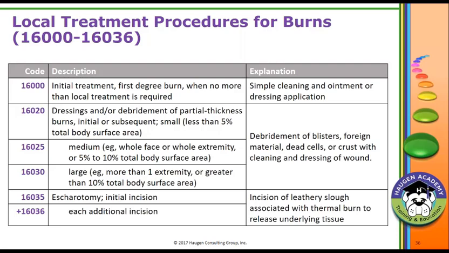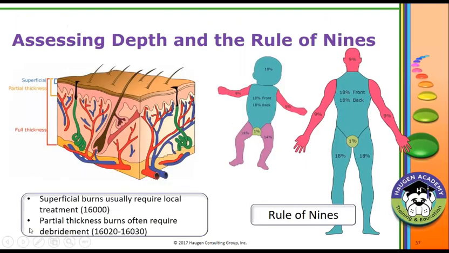But then you have the 16020 to 16030, which includes any debridement that is done of a burn site. And then if there's an eschar, which is a thick leathery slough that occurs over a thermal burn, we do have codes specifically for escharotomy where they incise into that to release some of that tissue. For assessing depth, CPT looks at superficial burns, which usually require local treatment, and partial thickness burns, shown with this image on the left here, which usually require more debridement.